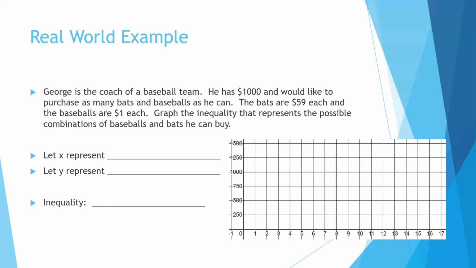So George is the coach of a baseball team. He has $1,000 and would like to purchase as many bats and baseballs as he can. The bats are $59 each, and the baseballs are $1 each. And he gave me $1,000. We're going to graph the inequality that represents the possible combinations of baseballs and bats he can buy.